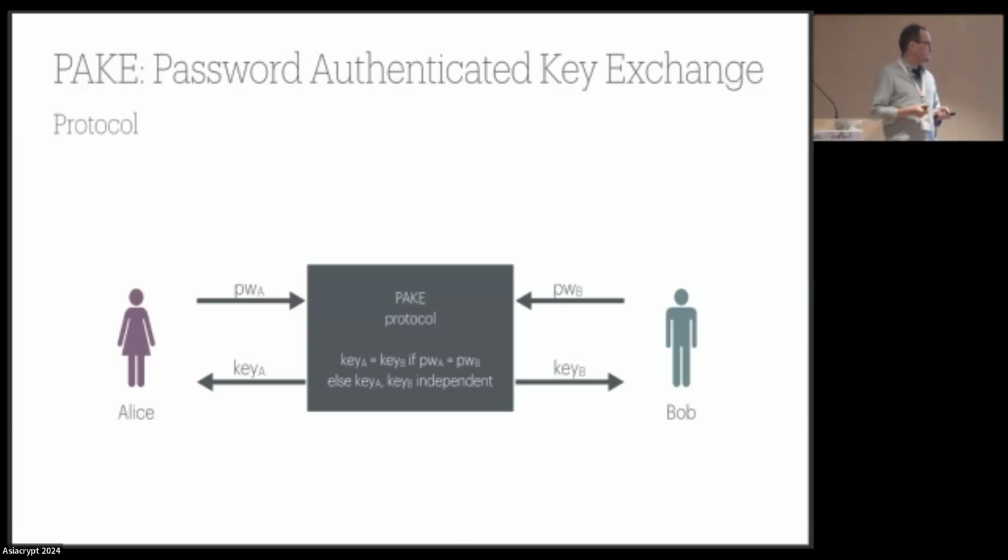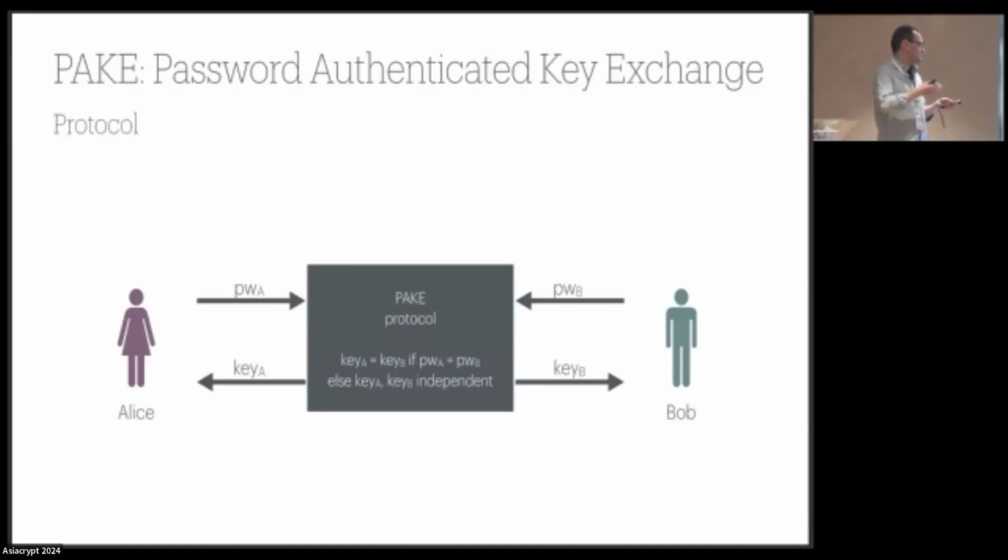PAKE is a two-party protocol where two parties share a low entropy secret. This low entropy secret can be a password or a PIN. They execute this protocol, and if they execute it successfully, they end up with a high entropy session key. If they execute the protocol correctly with the same password, they should both end up with the same session key. If they execute the protocol with different passwords, or if the protocol had some interference, they should end up with different session keys.